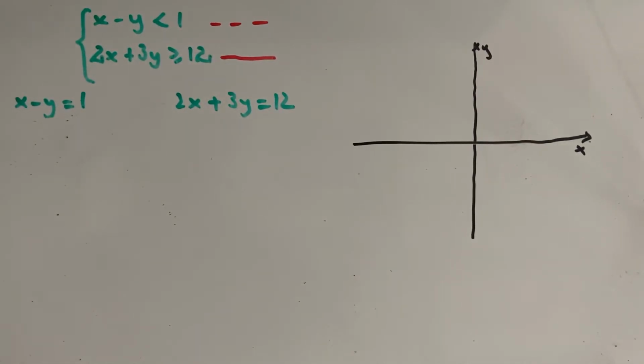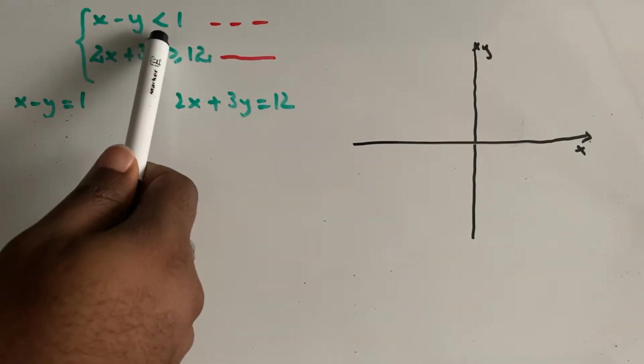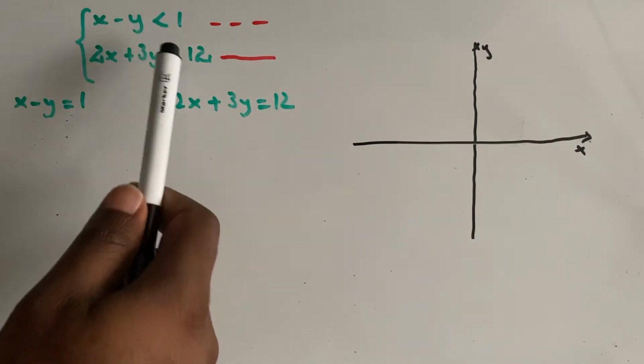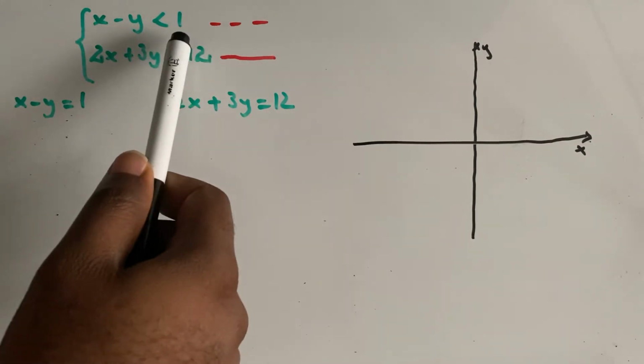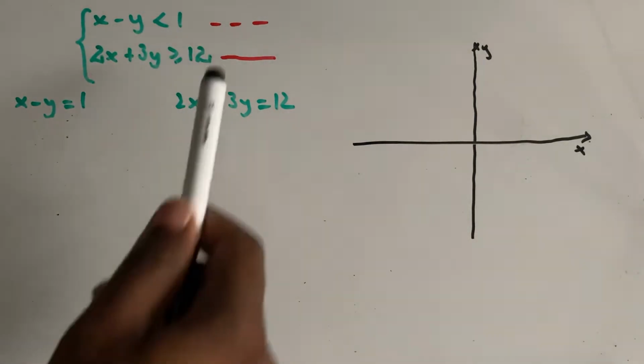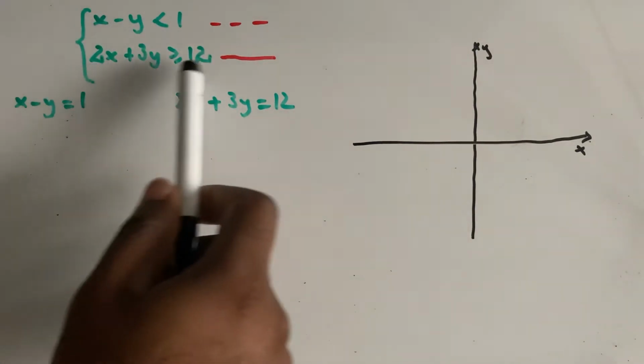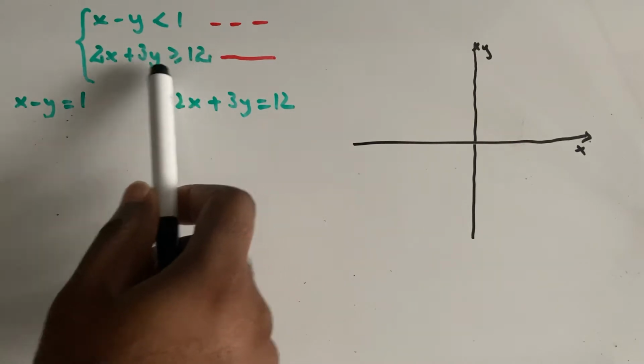Hello guys, in this video I'm going to show you how to graph a system of linear inequalities in two variables. The first thing to remember is that you have to check the inequality symbol. In this case it's less than, so it's a strict inequality. It's exclusive. You have to exclude the ordered pairs on the line, so you're going to have to use a dashed line for this inequality. Here you're going to have to use a solid line because it's inclusive.